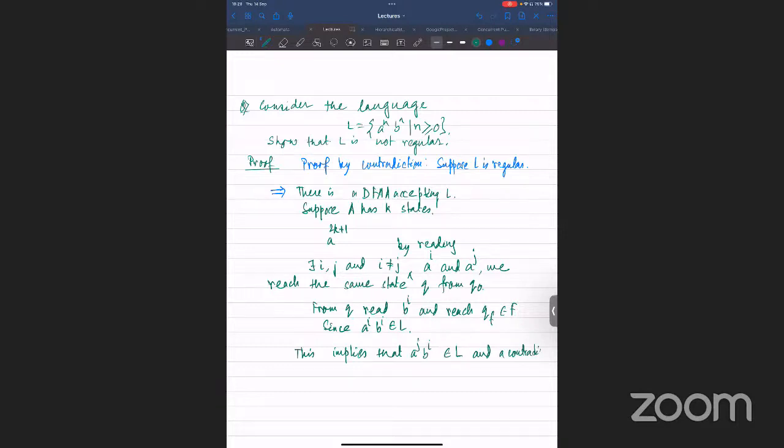Now it's important to note that you get this construction, you get this contradiction only because A is a DFA. You couldn't have argued this had A been an NFA. Could you?